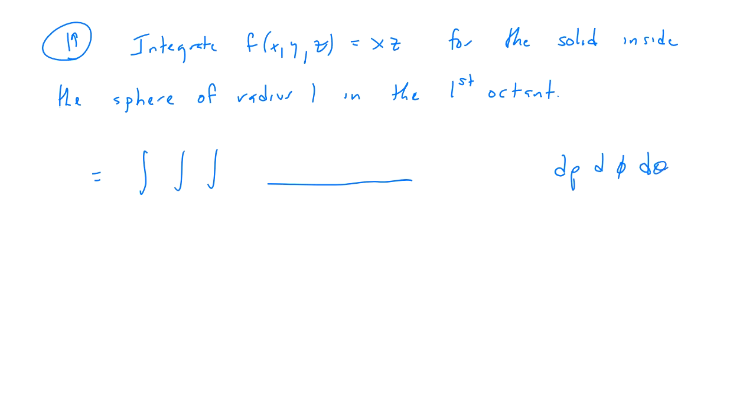So if I do d rho, d phi, d theta, then where does rho range from? Right, 0 to 1, because we have just part of the sphere, so the radius is just going from the origin all the way out to the sphere. Phi will go from, and this is where the first octant comes in, 0 to pi over 2. That tells us we're only looking at the top half of the sphere. And what would be d theta? Also 0 to pi over 2, which tells us now we're just looking at the first octant.